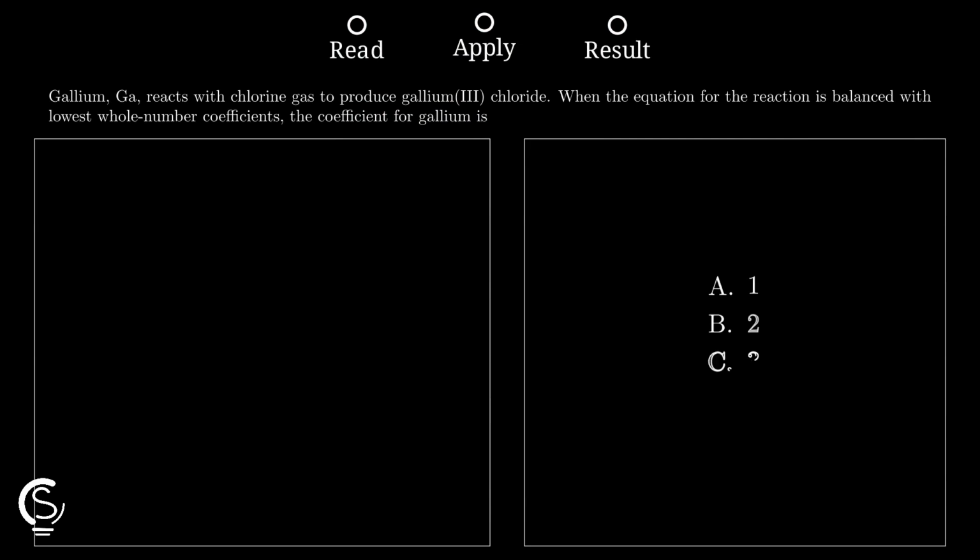First, we write the unbalanced chemical equation by placing gallium and diatomic chlorine on the left side. These reactants combine to form gallium-3 chloride as our single product on the right.